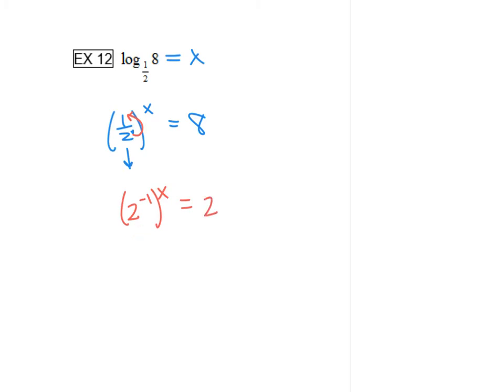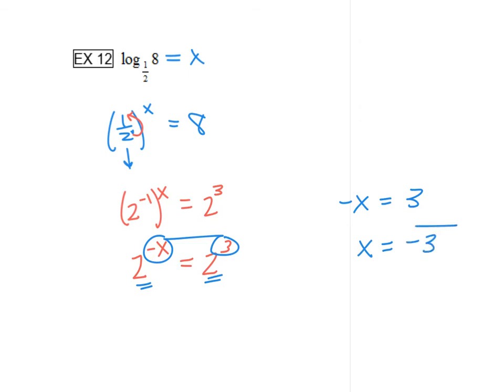So it's going to be equal to 2 to the 3rd power. So we have 2 to the -x, I just went ahead and multiplied -1 times x, is equal to 2 to the 3rd power. So our bases are the same, which means our exponents are the same. So we have -x is equal to 3. Divide both sides by -1, and x is equal to -3. So our logarithm has a value of -3.